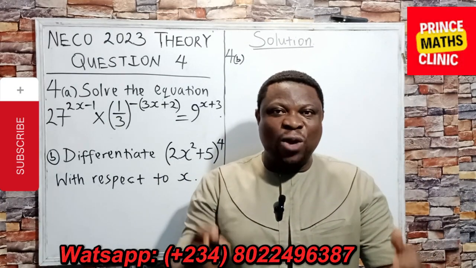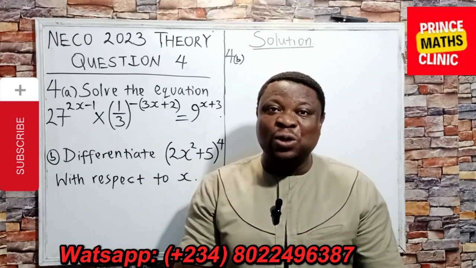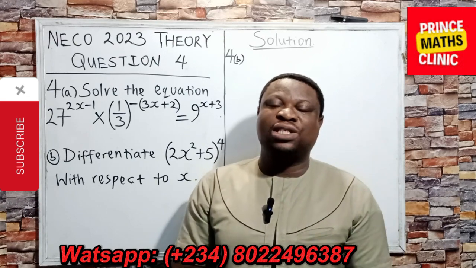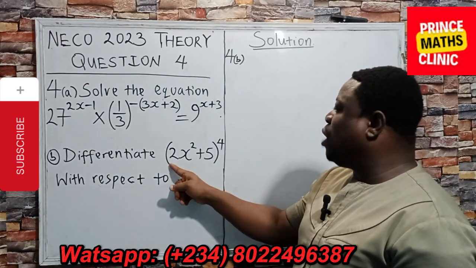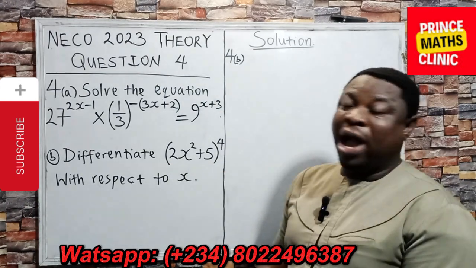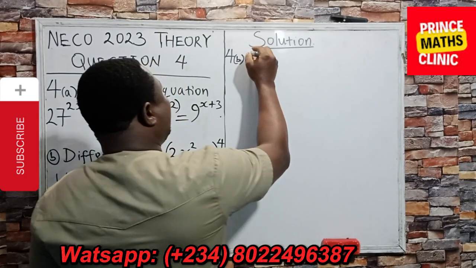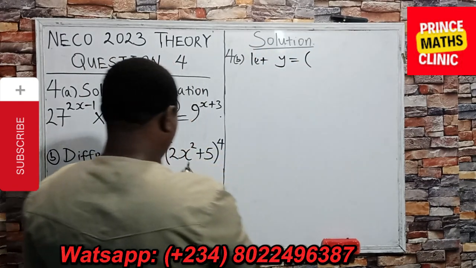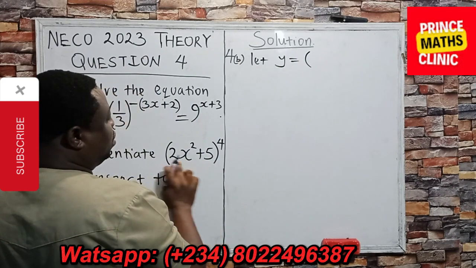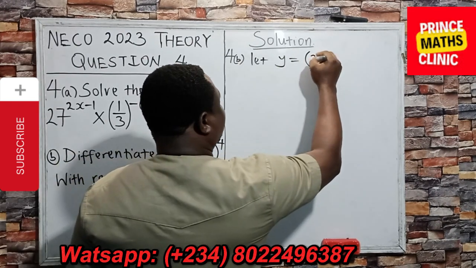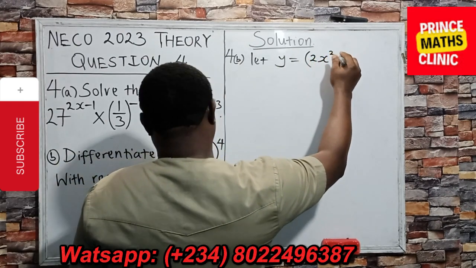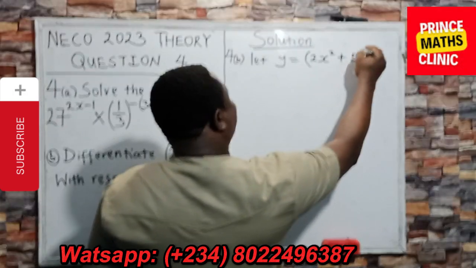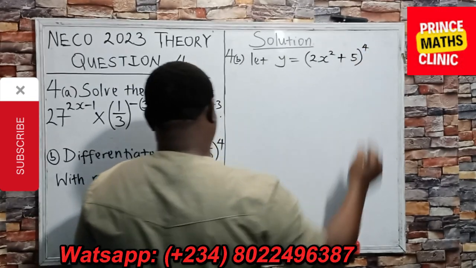Whenever you see a question like this, just know it's a function of a function. How do I know this? You can equate what you have here to be y. So we are going to say let y equal to what you have here, which is 2x squared plus 5, all to the power of 4.